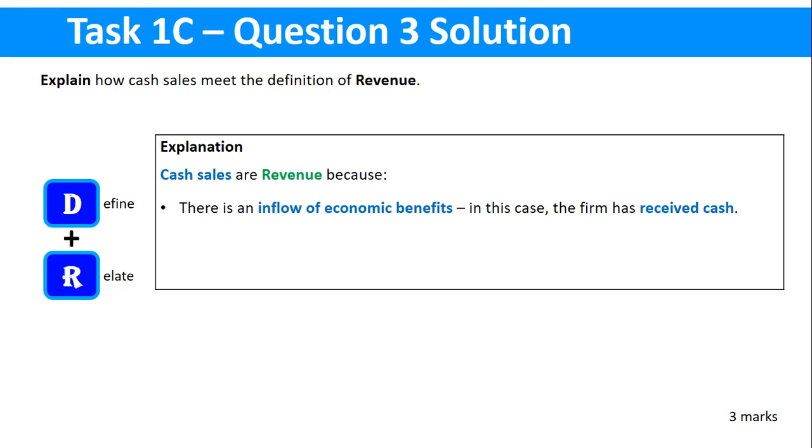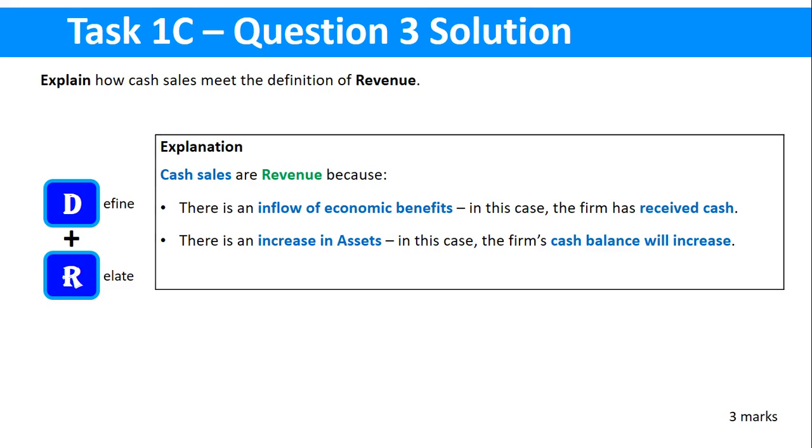We've related it. Secondly, the definition says there is an increase in assets. Now we'll relate it and say, in this case, the firm's cash balance will increase. And lastly, we'll define and relate at the same time by saying there is an overall increase in owner's equity. We've got 3 marks, one for each part of the definition of a revenue and for relating that to the example of a cash sale.